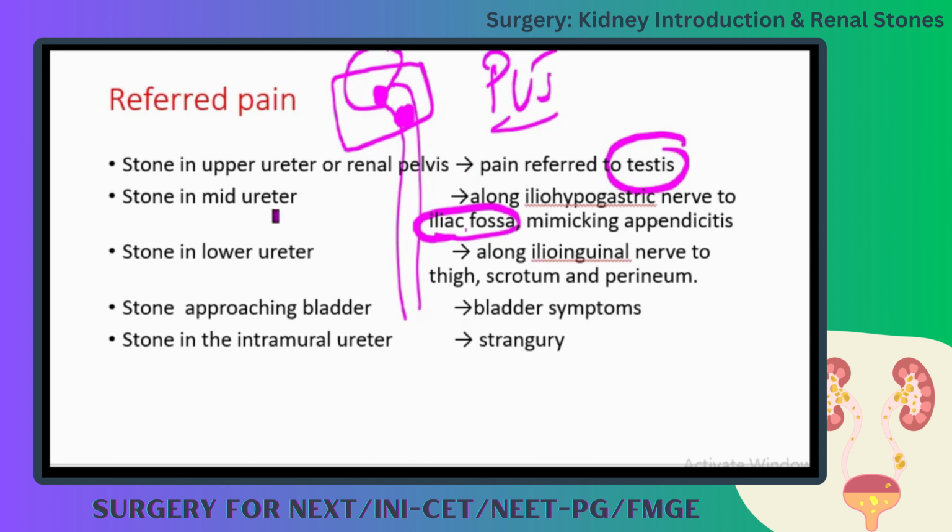And stone in the lower ureter. This is the mid ureter. This is the lower ureter. If the stone is in the lower ureter, the patient will have pain along the inner aspect of the thigh, the scrotum, the perineum. If the stone is approaching the bladder, there will be bladder symptoms. What are the bladder symptoms like? Can anybody tell me? Name some bladder symptoms.